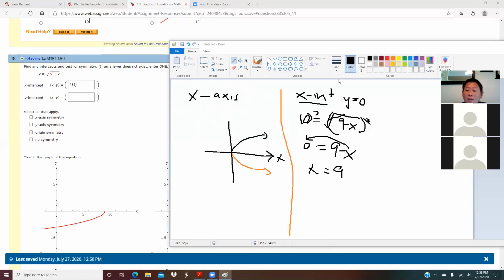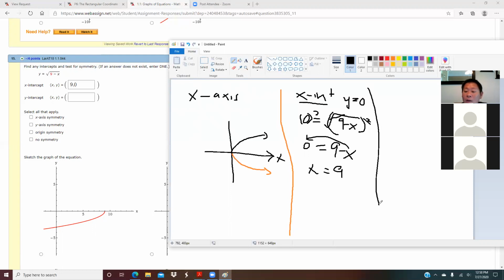Okay, next you have to find the y-intercept. How do you find your y-intercept in this case? You put your x to become 0.